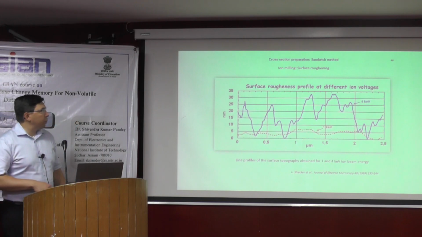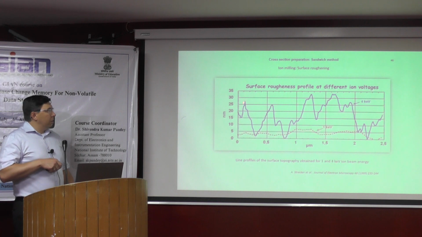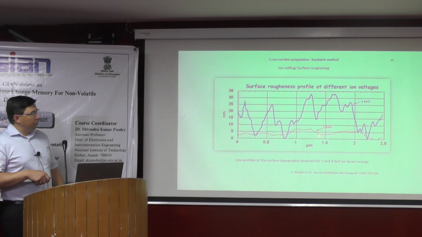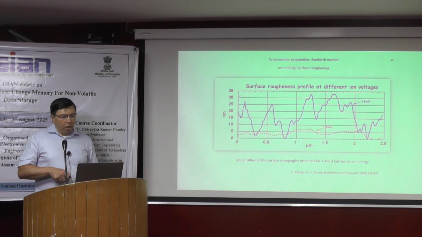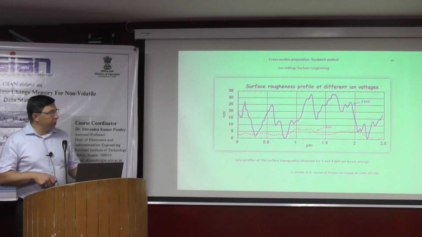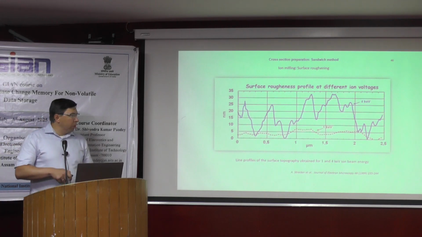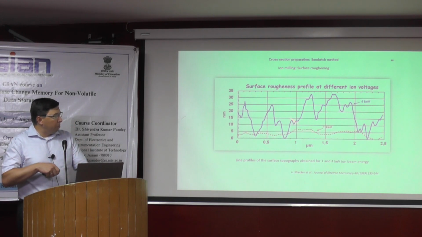So this is the graph showing the surface profile. This was ion beam milling with 4 kV, and this was ion beam milling at 1 kV. Sapphire is also a hard surface, and it's not so easy to prepare it. So you should know about it, and you have to adjust your ion beam milling parameters to your system.